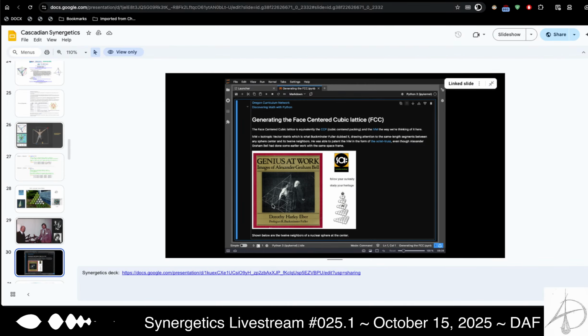Then to stay with that geometry and also look at what was happening concurrently in American history is Genius at Work, images of Alexander Graham Bell. And right there on the cover, with a prologue by Buckminster Fuller, is a tet with that octet truss.